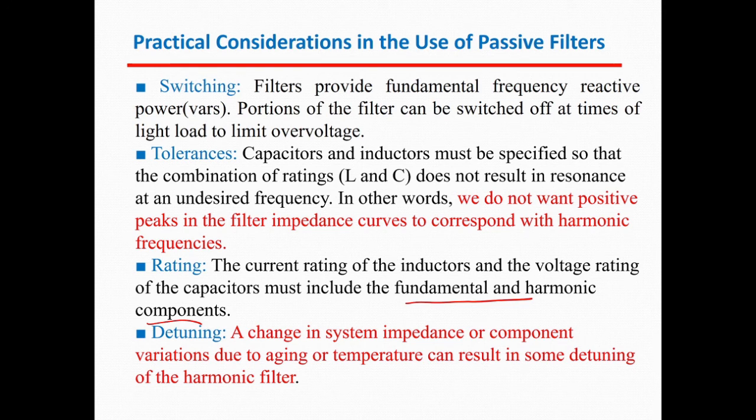Detuning, which is a change in system impedance or component variation due to aging or temperature, can result in some detuning of the harmonic filter. That means if we design the system, let us say, to run, as we said, at 4.7 or 4.8, then due to aging it can run at a value which is different from 4.7.